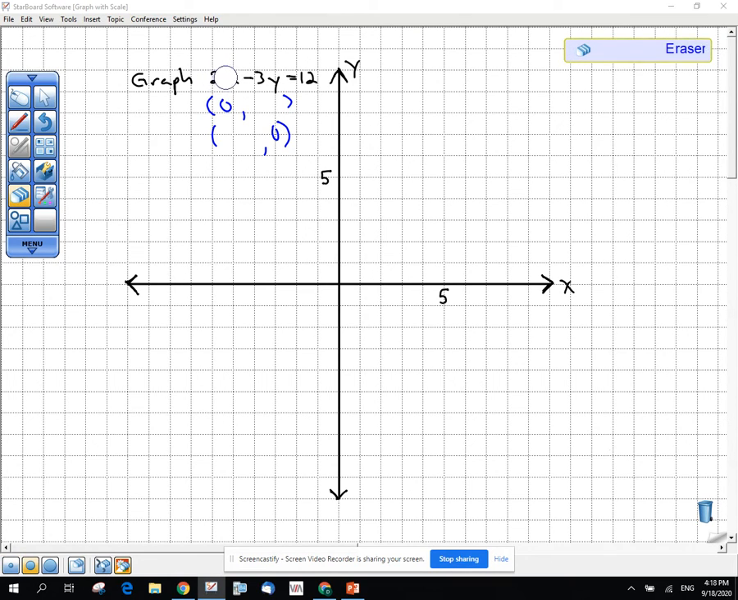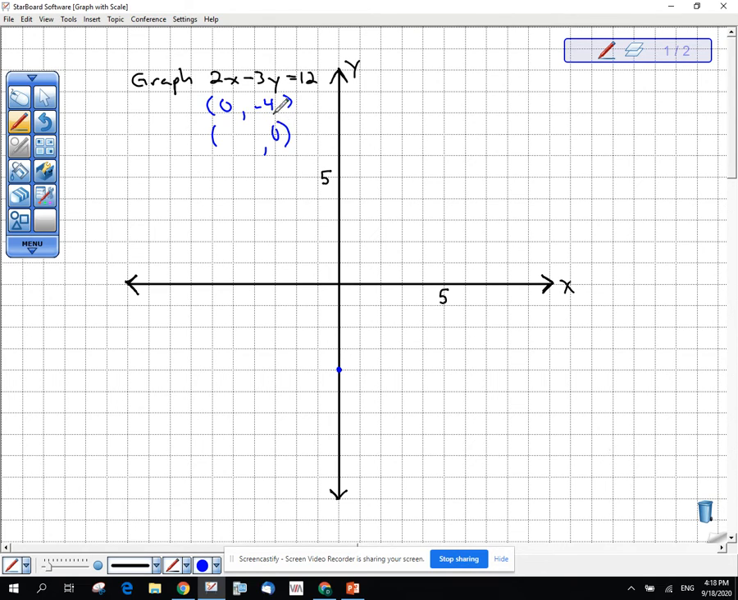So anyway, what would happen if I plug 0 in for x? This is now just gone, right? And you're left with solving just -3y equals 12, okay? If I plug 0 in here, this is gone, and you're solving -3y equals 12. So you would divide both sides by -3. 12 divided by -3 is -4. There's an intercept at 0, -4, the y-intercept.